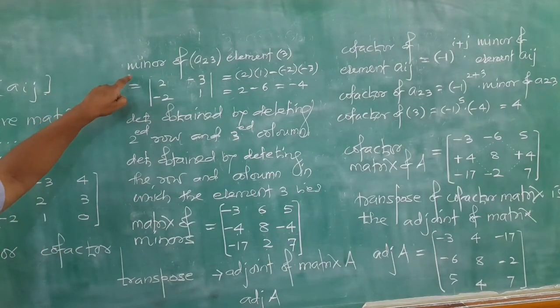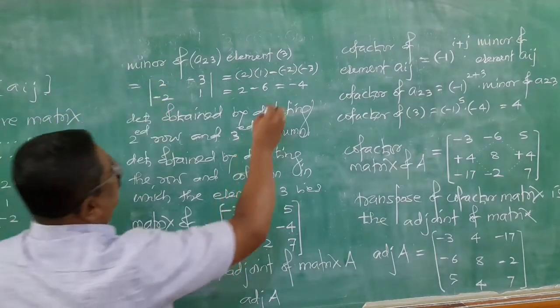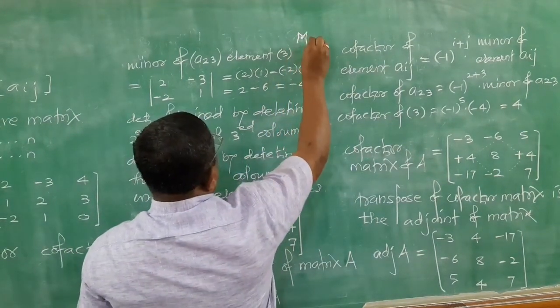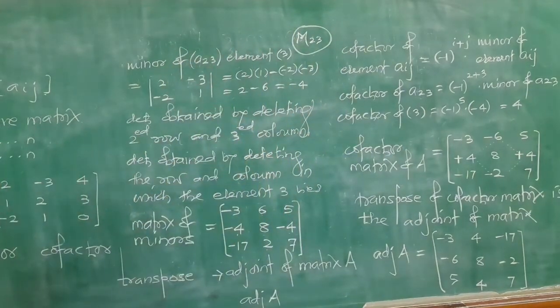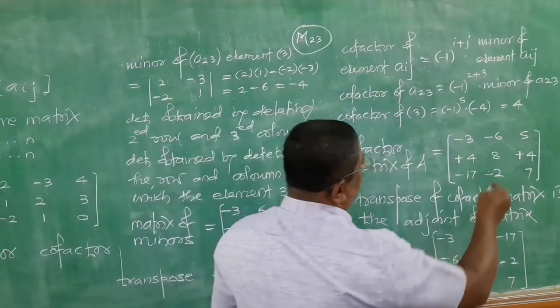Usually minor of matrix is denoted with notation M23. Cofactor of an element is denoted with the notation A23.